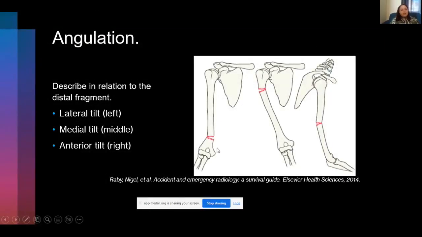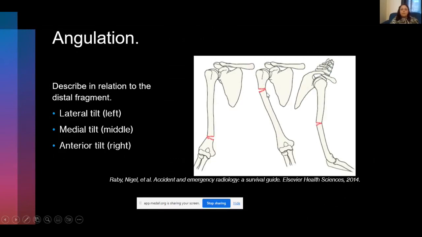What does angulation of the fracture mean? It means tilting. So if you look at this diagram, there is some tilt at the fracture site. And again, we describe it in relation to the distal fragment. So the distal fragment is laterally displaced. That's medial and that's lateral on an AP view. So there is lateral displacement, or lateral angulation or lateral tilt.